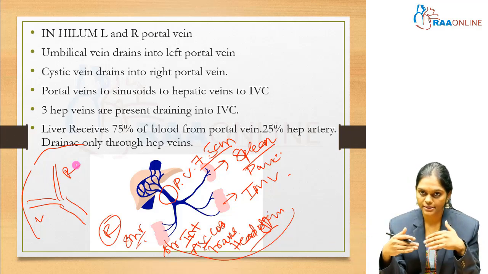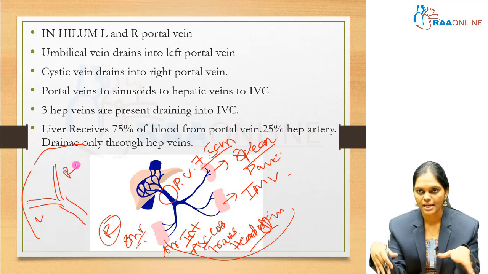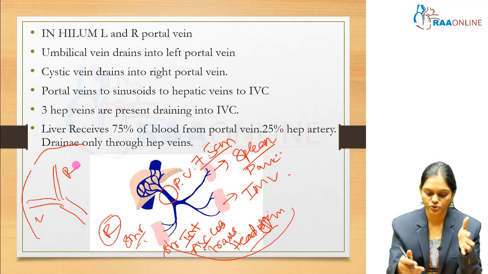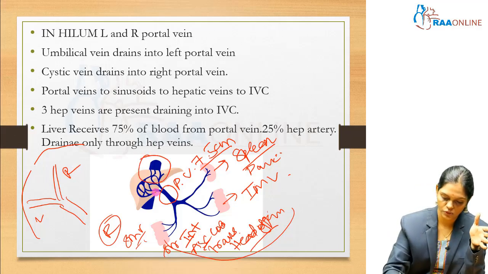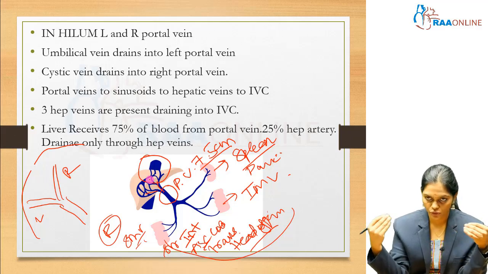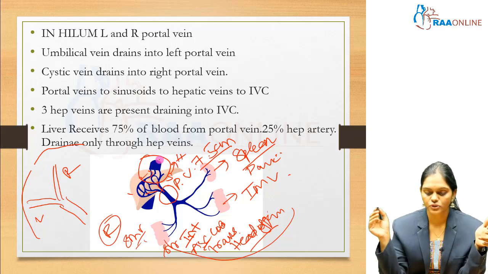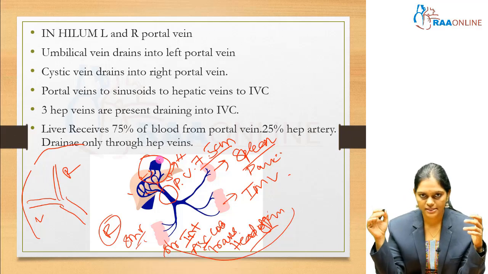And these sinusoids are going to drain into the hepatic veins. And hepatic veins join together. There are 3 hepatic veins: left, middle and right. They are going to drain into the IVC. So, left and right portal veins are going to go to the sinusoids. From sinusoids, it is going to become hepatic veins 1, 2, 3, which is left, middle and right, which is going to drain into the IVC. This is how it happens.